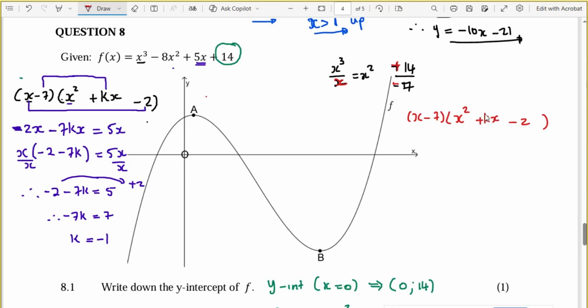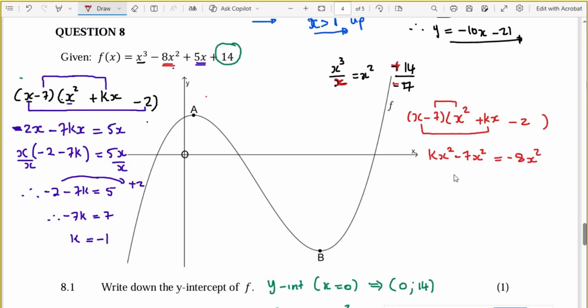So on this one, I can also create the x squared. Look at this. I can say this times this will give me x squared, and this times this will give me x squared. So this will be kx squared minus 7x squared. Then I equate this to the term that has x squared, which is minus 8x squared.